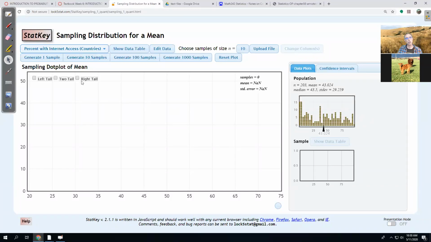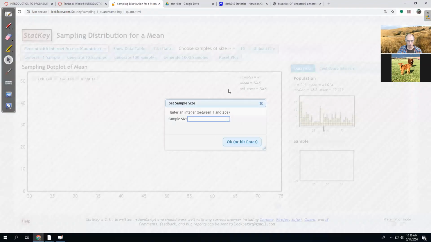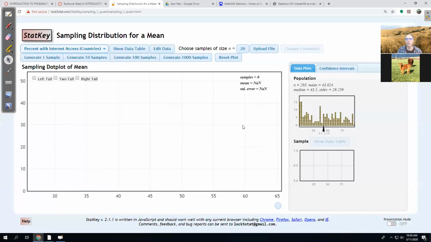Now, what I'm going to do here is generate one sample from this population. It's picking a sample size of 10 here. We have a few more buttons to pay attention to, and we'll get used to this. So I'm just going to pick a slightly bigger sample size. I'm going to go with 20 just for the heck of it.